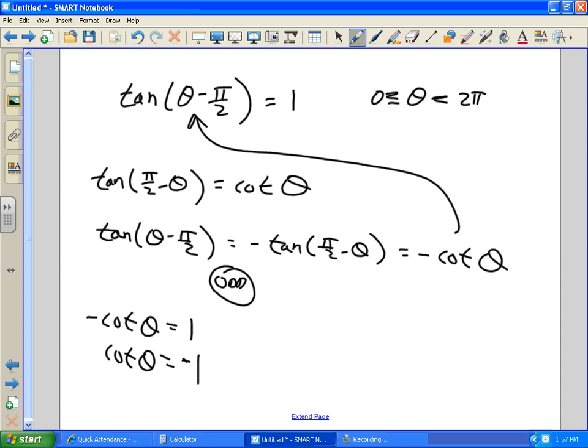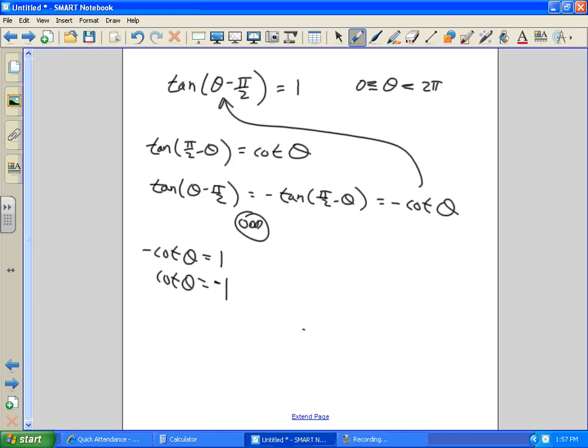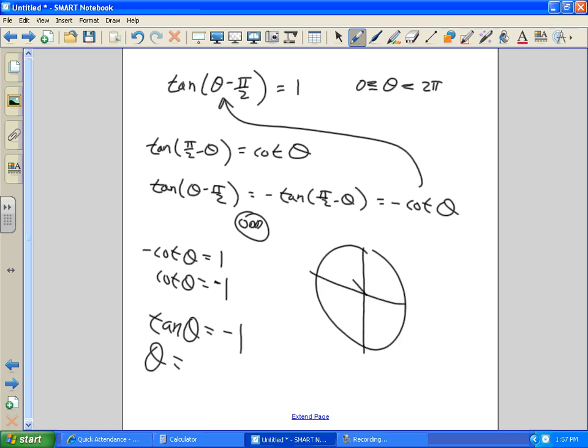I told you I never think about cotangents, I think about tangents. So if the cotangent of theta is negative 1, what's the tangent of theta? 1 over negative 1, which is still negative 1. And where is the tangent negative 1? It's negative 1 here and here. 3 pi over 4 and 7 pi over 4. And those are my answers.